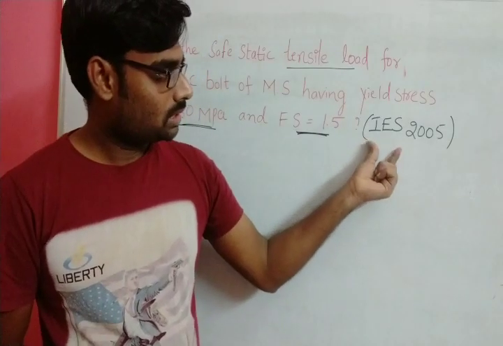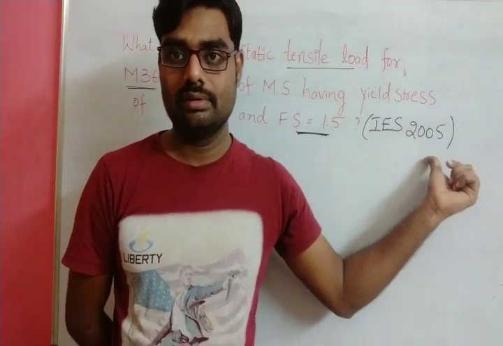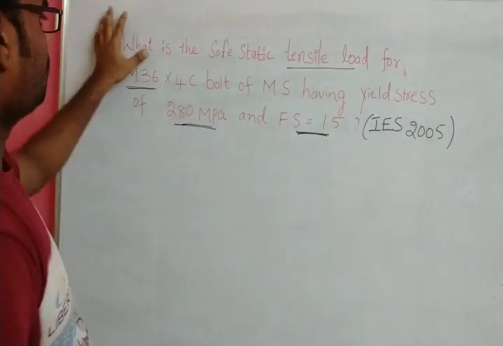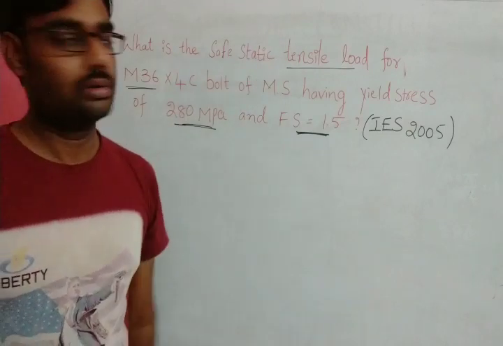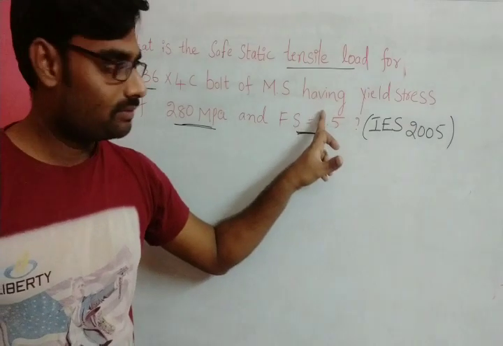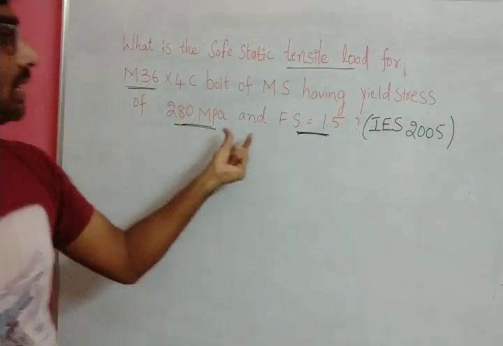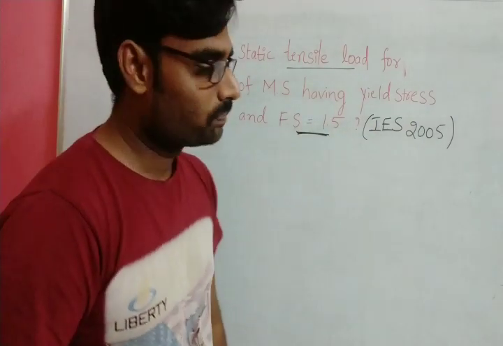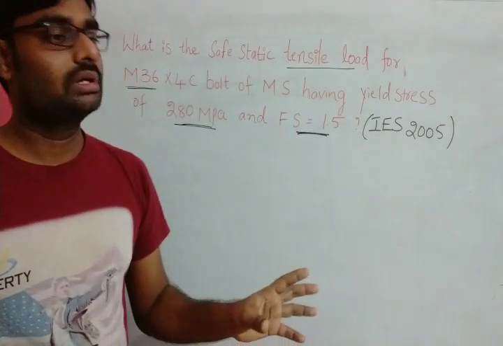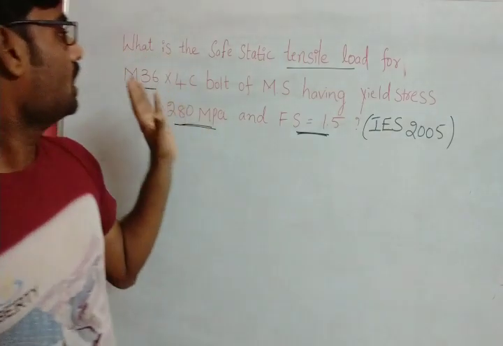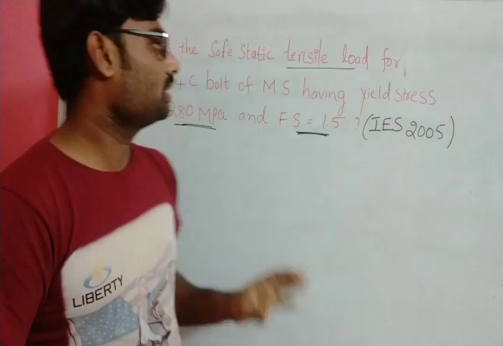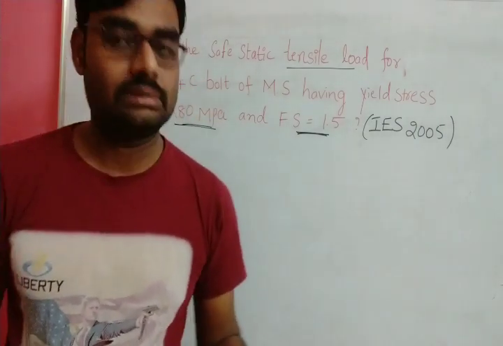This question is related to IES 2005, given in IES 2005. So this is the question: what is the safe static tensile load for an M36 4C bolt of mild steel having a yield stress of 280 MPa and a factor of safety of 1.5? So in this question the factor of safety is given, and the yield stress is given. The M36 by 4C code is given, so determine the tensile load.